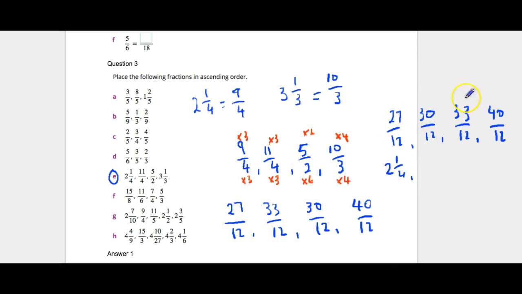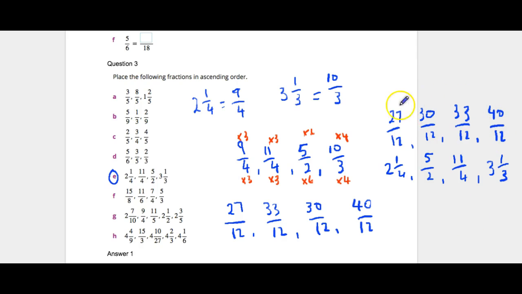If you could do this, that's absolutely fantastic. I don't mind if you, actually I would like you to do the next step, but getting to this is the difficult part. Okay, so 30 over 12 was the third one, so 5 over 2 as it was written. All right, 33 over 12 was our second one, so 11 over 4. And then the last one is, where are we? 3 1/3.